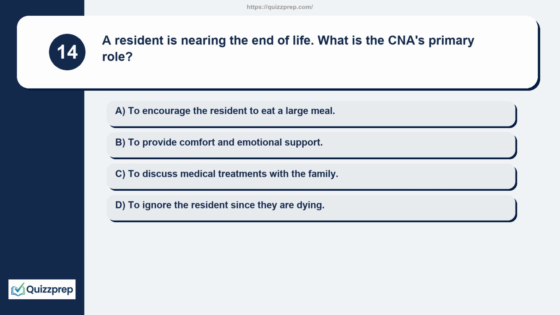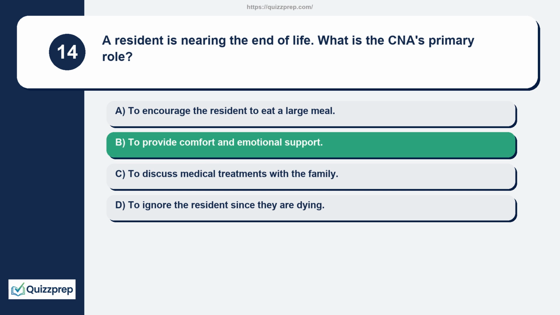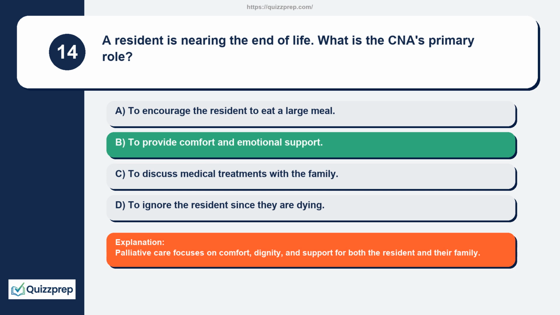Question 14. A resident is nearing the end of life. What is the CNA's primary role? To encourage the resident to eat a large meal, to provide comfort and emotional support, to discuss medical treatments with the family, or to ignore the resident since they are dying. Palliative care focuses on comfort, dignity, and support for both the resident and their family.